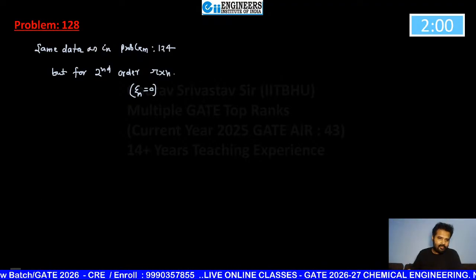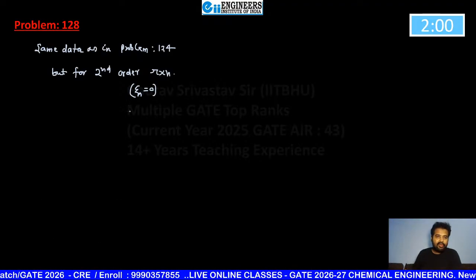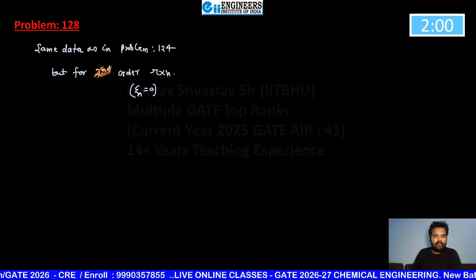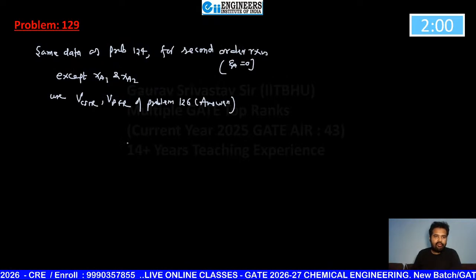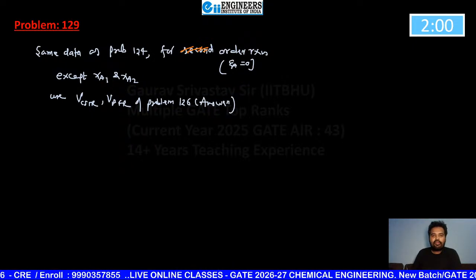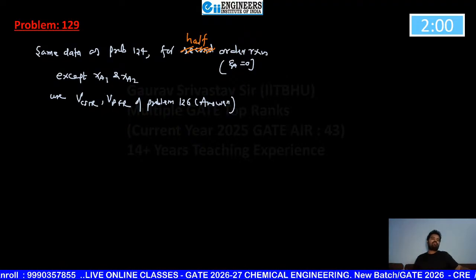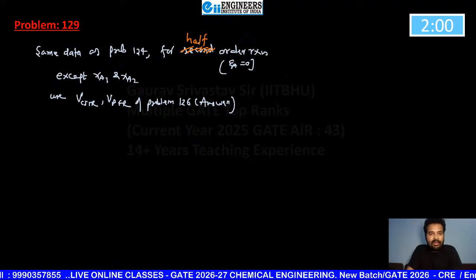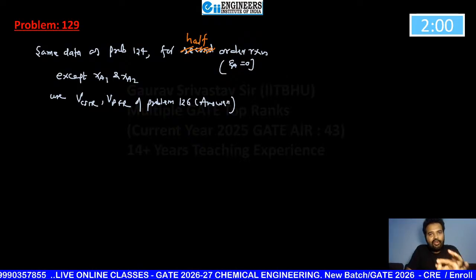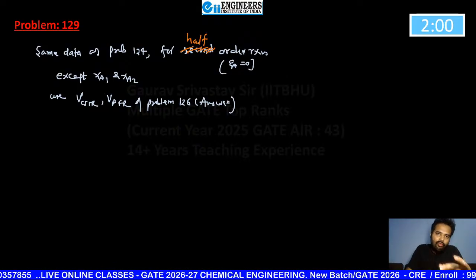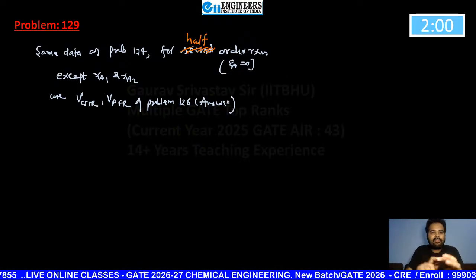So here your homework is not for second order, it is for 0.5 order, okay. And in 129 again this is not second order, it is for half order reaction. So same analysis you have to do, okay. Same analysis you have to do for half order as well as for second order.